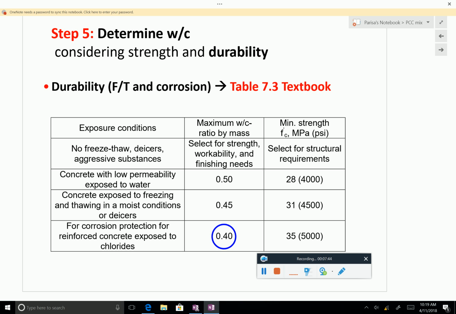If you didn't have a specified strength, then you had to make sure that this is also valid. But your job requirement is different, and that's fine in design. It could be like that. Any questions?